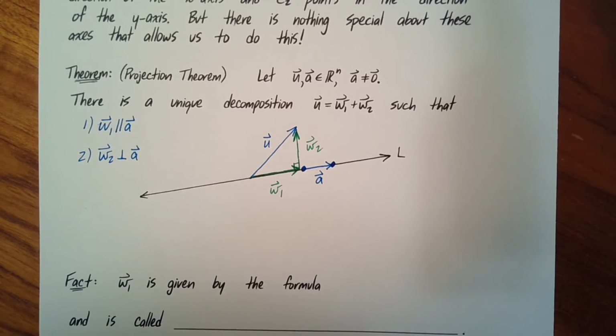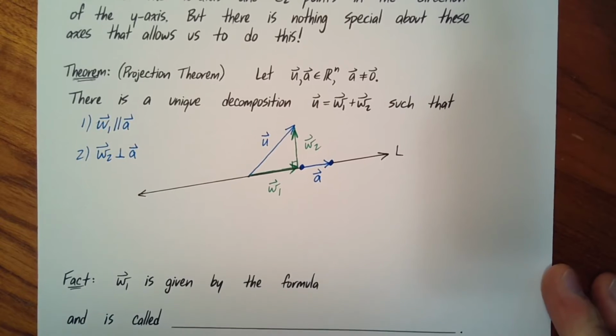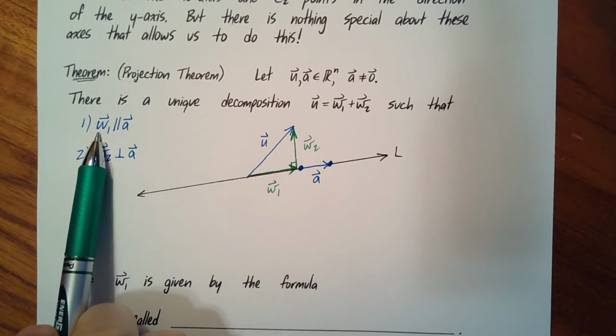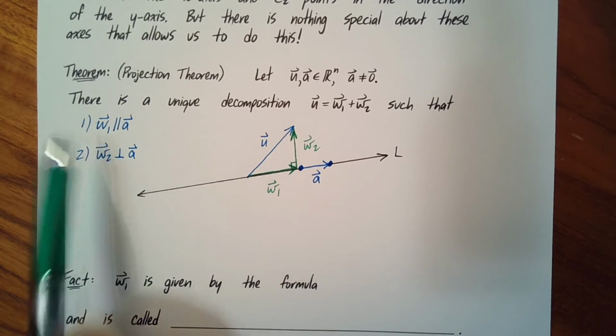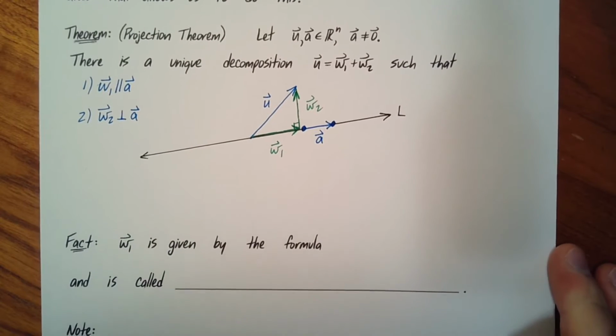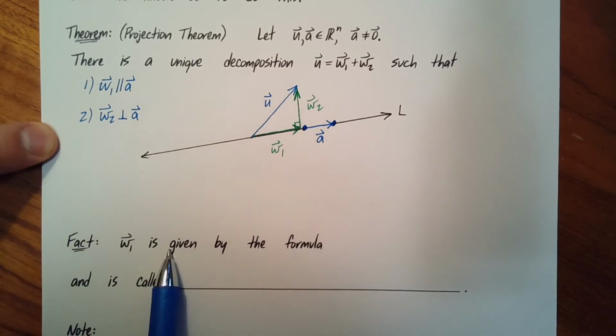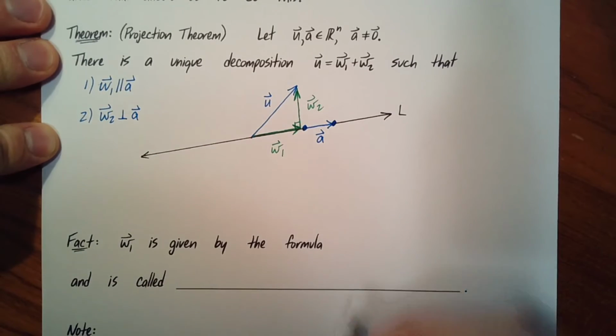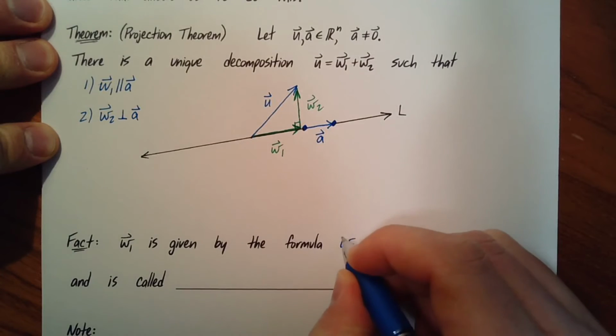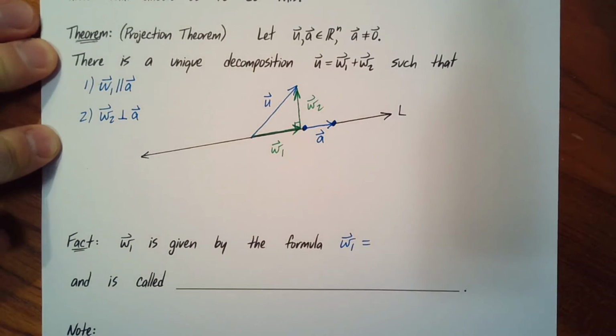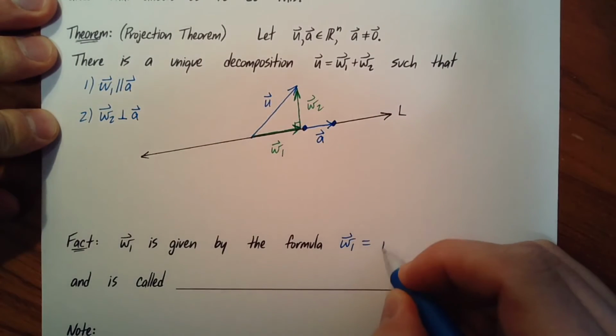Now, if I stopped here, this is technically the projection theorem, but the nice thing is you could say more. There's a formula to give you W1 exactly. So that's actually what the rest of this is, you can think of this as part of the projection theorem, because they really go hand in hand. So here's a fact. W1 is given by the formula. I'm going to write W1 is equal to, and actually before I write the formula, I'm going to write down some alternative notation for it.